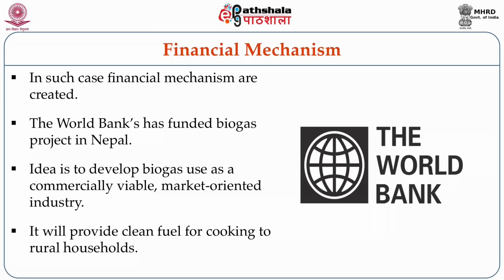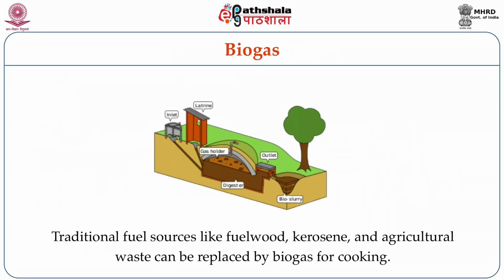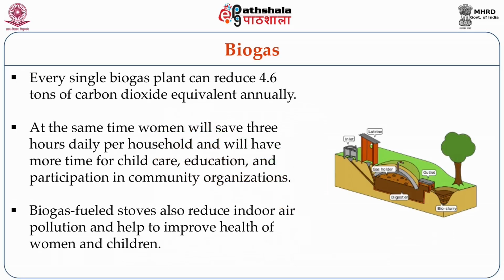Subsidies can help make biogas plants accessible to poorer households. Traditional fuel sources like wood, kerosene, and agricultural waste can be replaced by biogas for cooking. Every single biogas plant can reduce 4.6 tons of carbon dioxide equivalent annually.